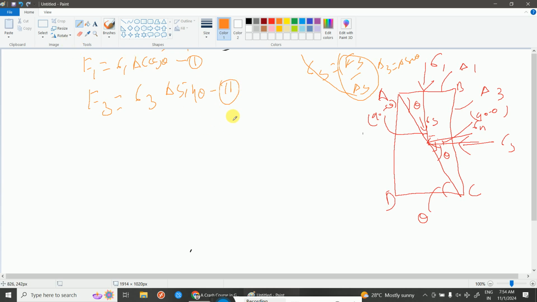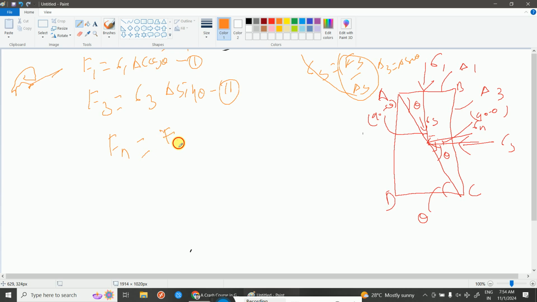Now this is equation 1 and equation 2. And what is the F1? Fn is nothing but your combination of F1 and F3. One is the normal component and one is the shear component. So this is equal to this one.